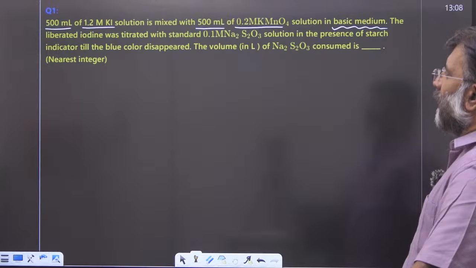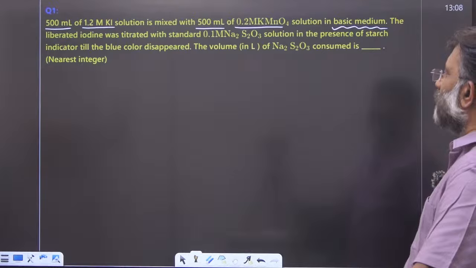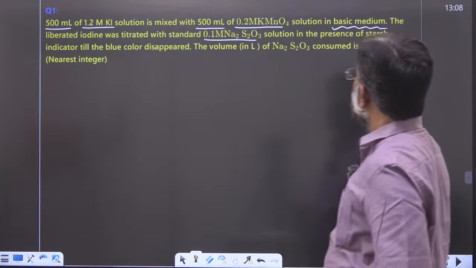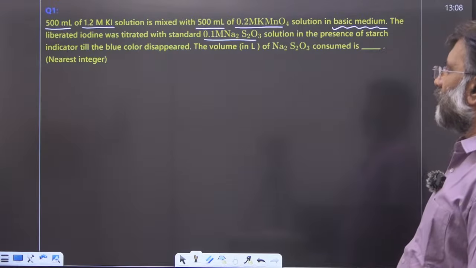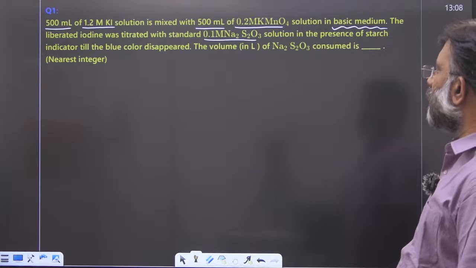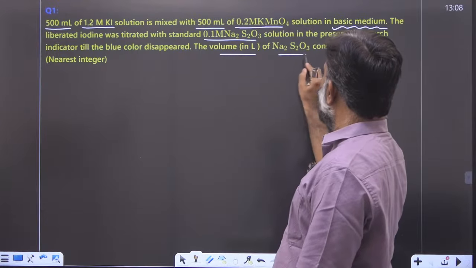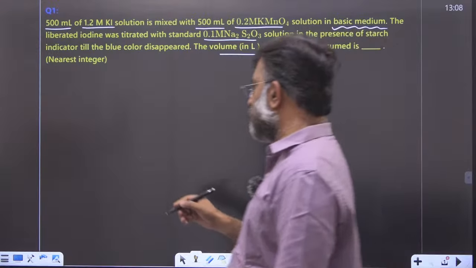The liberated iodine was titrated with a standard hypo solution, 0.1 molar hypo solution, in presence of starch indicator till the blue color disappeared. What we need to find is the volume in liters of thiosulfate.